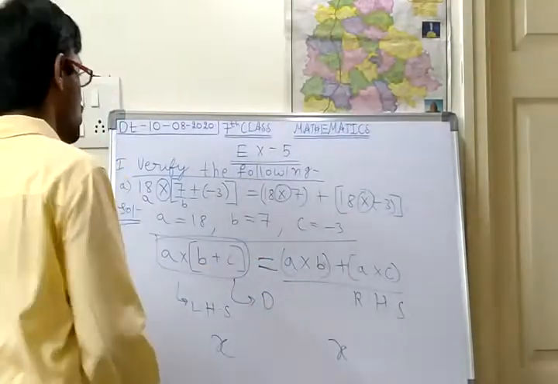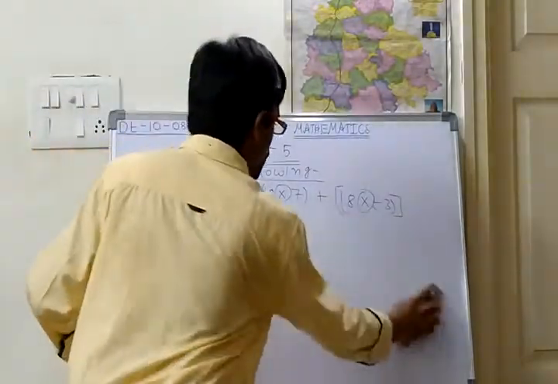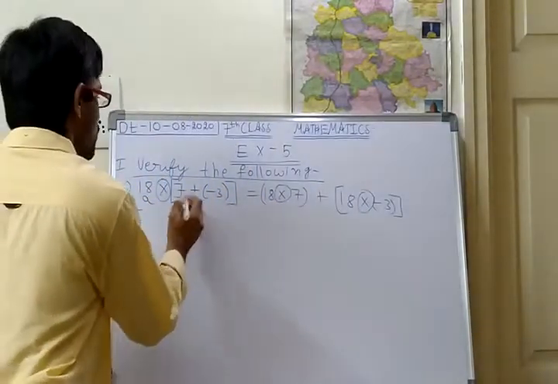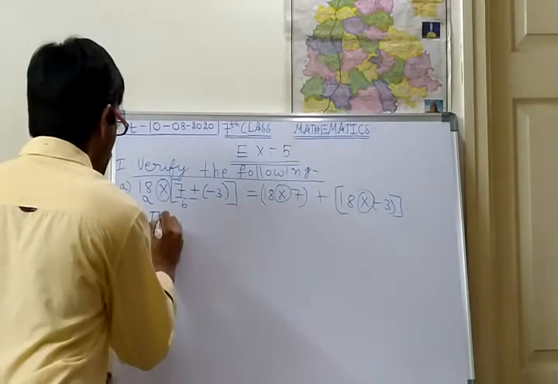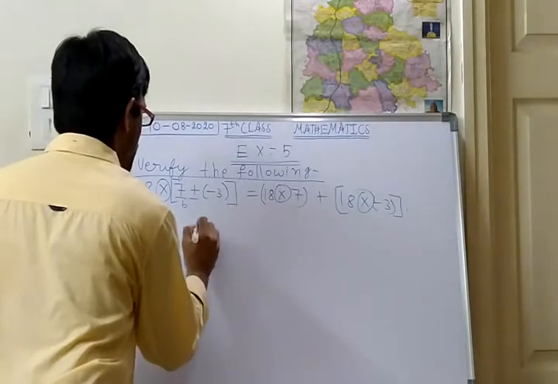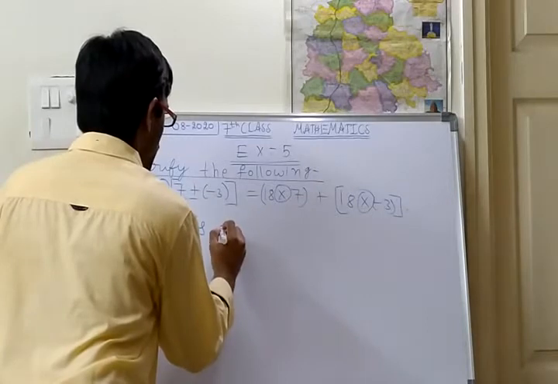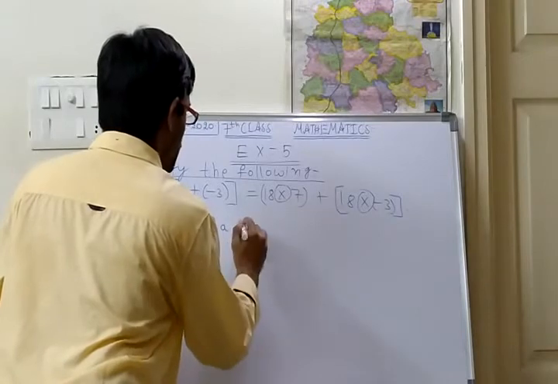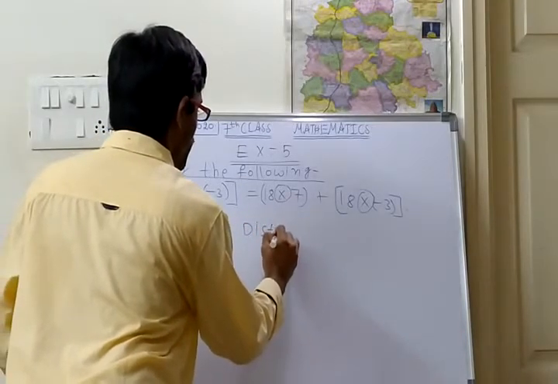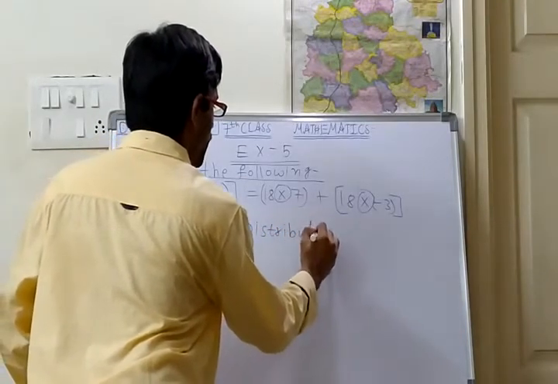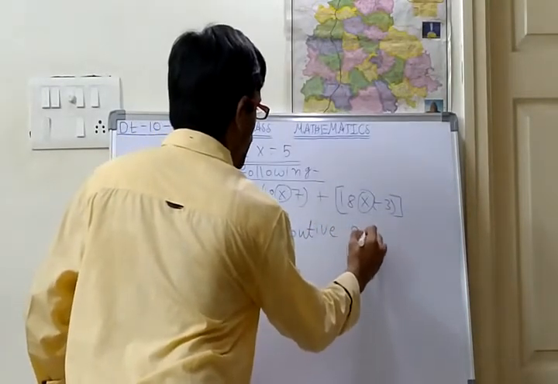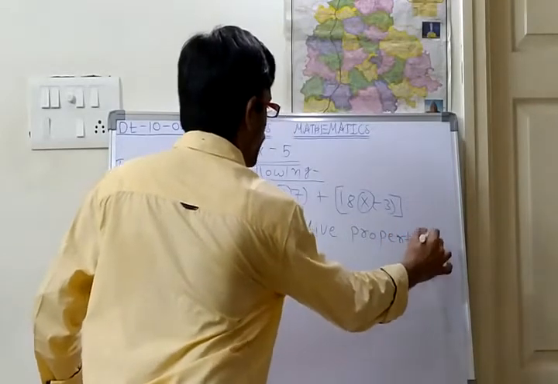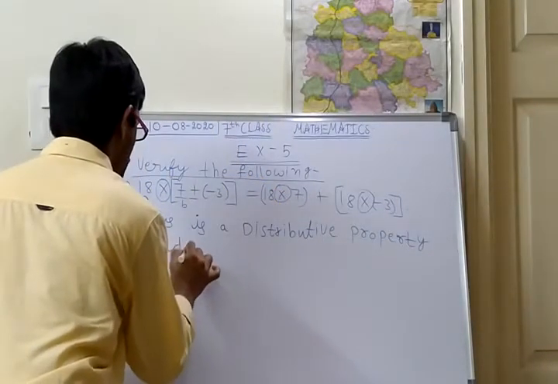We have to check. How do you write the solution? First of all, the first sentence you have to write is: this is a distributive property under multiplication.